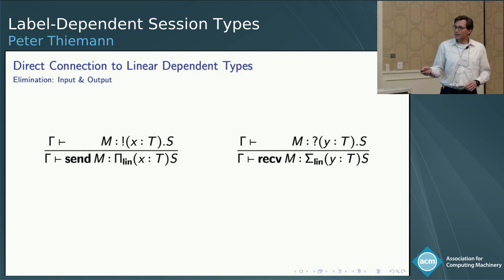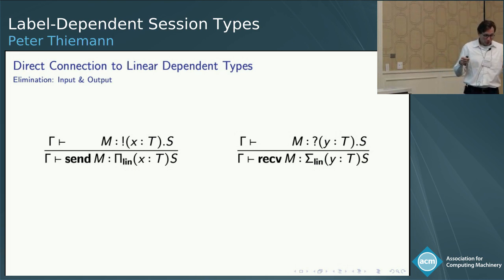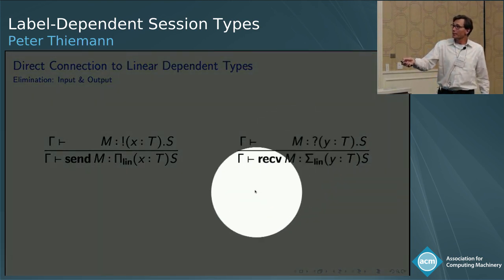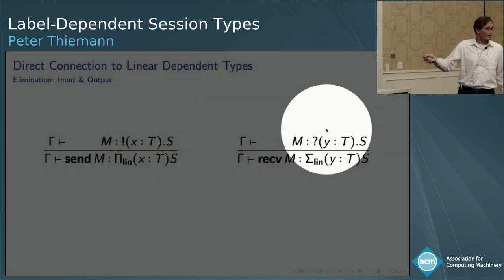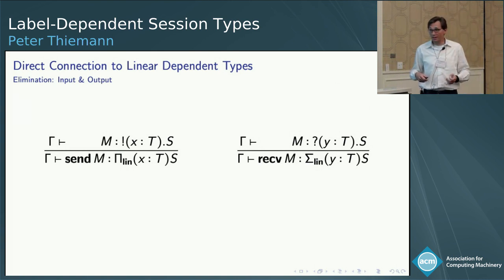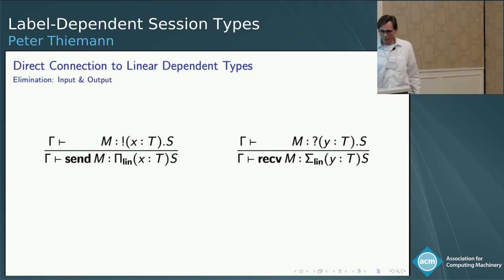And what you can see from the typing rule is that the send operation transforms a channel that's ready to send a value of type T into a linear function that accepts the value to be sent and then goes to the continuation. Similarly, the receive operation transforms a channel that is ready to deliver a value into a dependent sum, where the first component tells you the value that has been delivered, and the second one tells you the type of the remaining channel.